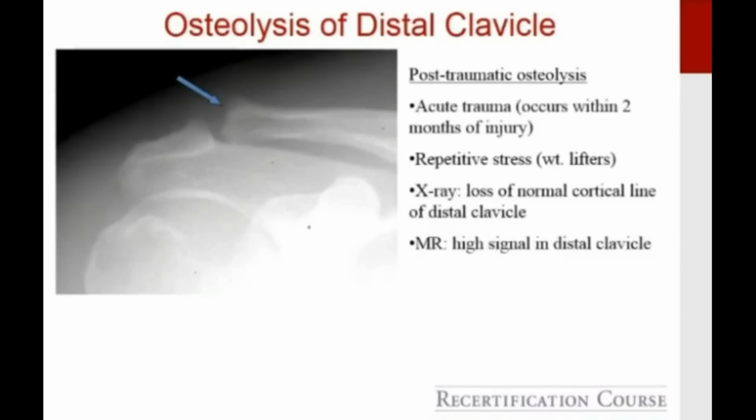Another classic injury in weightlifters is osteolysis of the distal clavicle. This can be either secondary to an acute traumatic event or secondary to repetitive stress, as occurs with weightlifters.